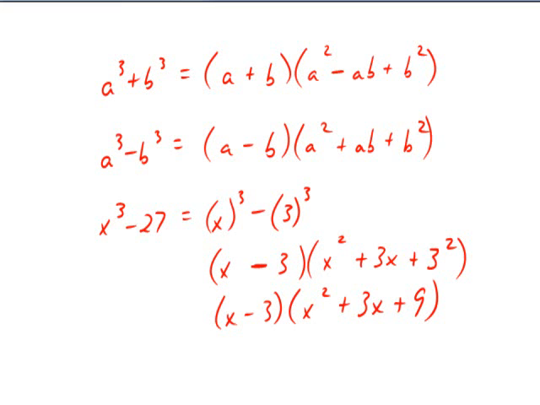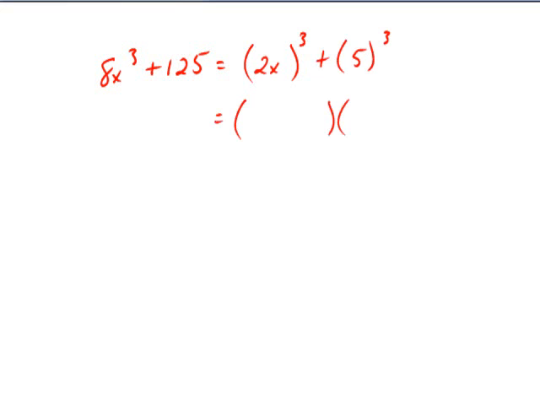Let's look at another example. 8x cubed plus 125, I have a sum of perfect cubes. If I rewrite each of these terms as a quantity cubed, I would have 2x quantity cubed plus 5 cubed. I have a sum of cubes, which means I can break that into a binomial times a trinomial.